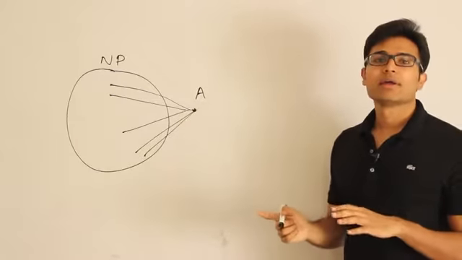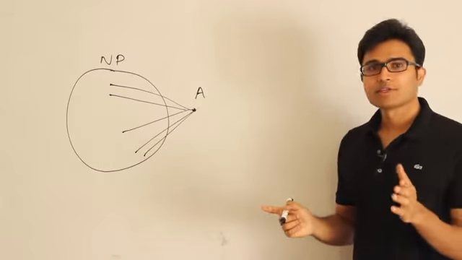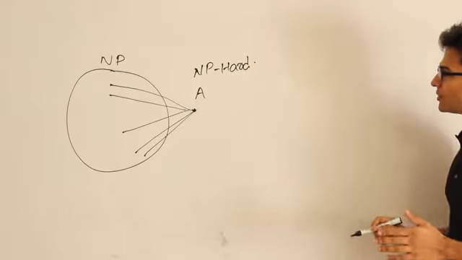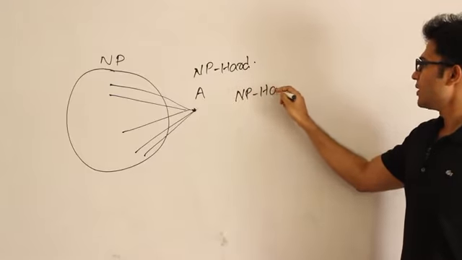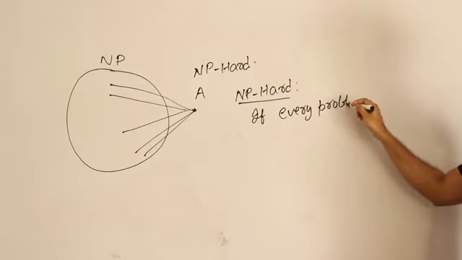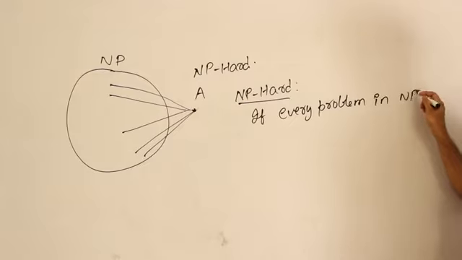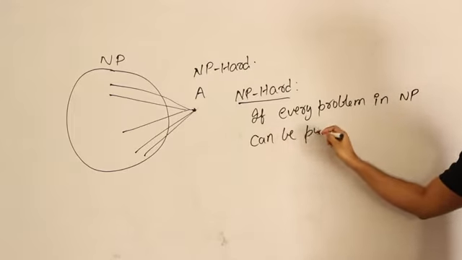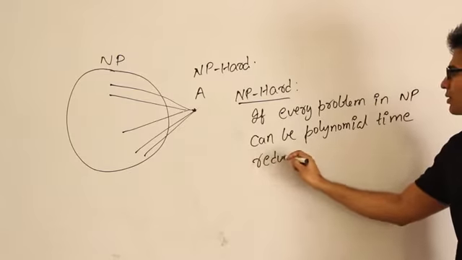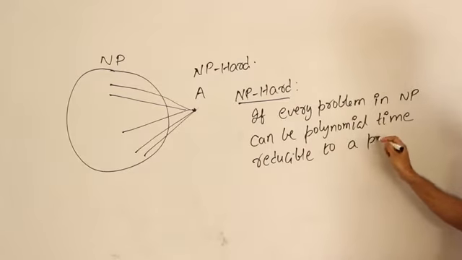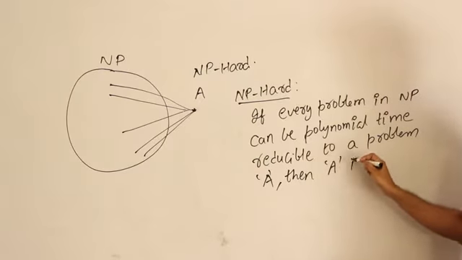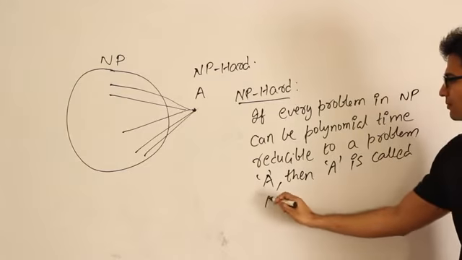Now we have found many such problems, right? And the name given to such a problem is NP hard. Okay, so what is an NP hard problem? You could write about it. If every problem in NP can be polynomial time reducible to a problem A, then A is called NP hard.